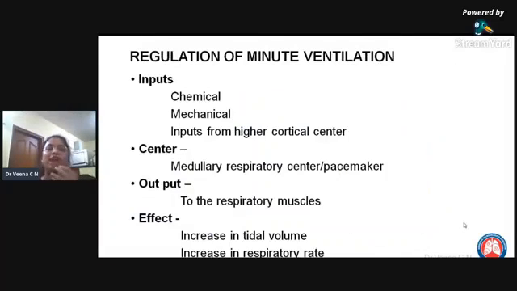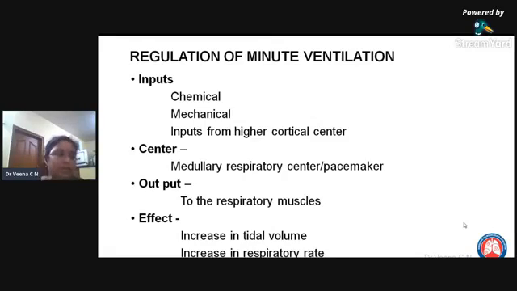Okay, so having discussed the factors affecting the minute ventilation, now let us discuss the regulation of minute ventilation. The respiratory control system reacts very effectively to alterations in the internal environment of the body. The inputs to the respiratory center could be chemical, mechanical, or inputs from the higher cortical centers. Partial pressure of carbon dioxide is probably the most important input to the ventilatory control system in establishing the breath-to-breath levels of tidal volume and breathing frequency.